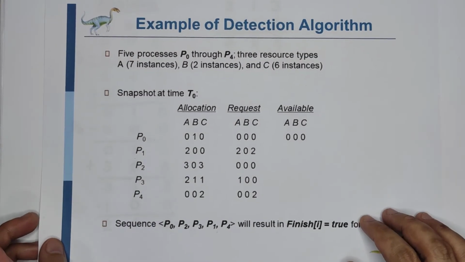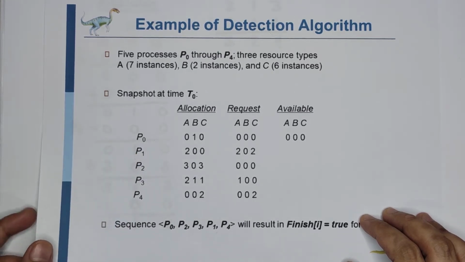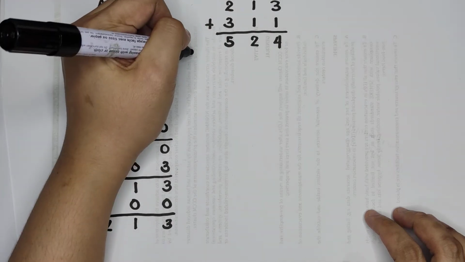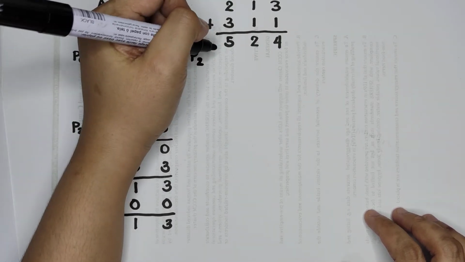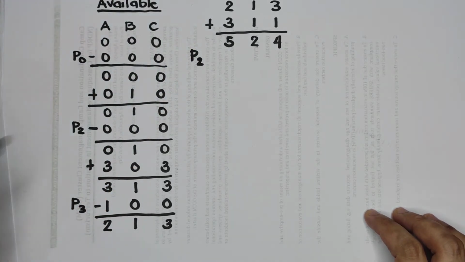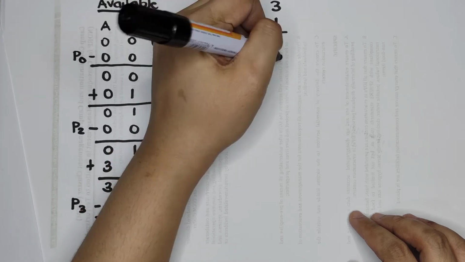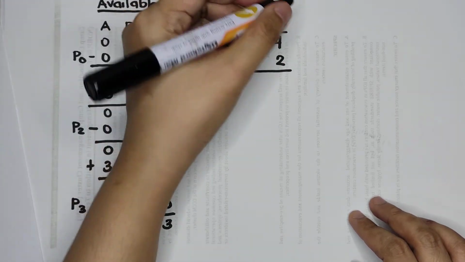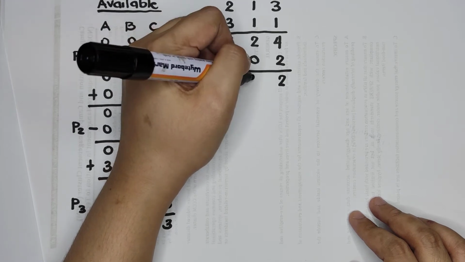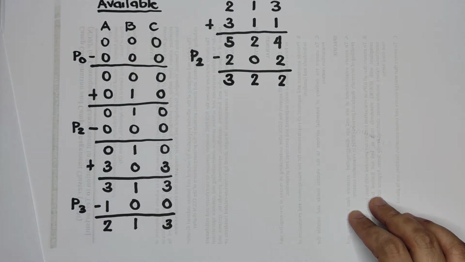And then next in the sequence is P sub 1. So P sub 1's request is 202. So we have to deduct it again. Okay, P sub 1 is 202. So minus 202. And then 4 minus 2 is 2. 2 minus 0 is 2. 5 minus 2 is 3. So we have 3, 2, 2.